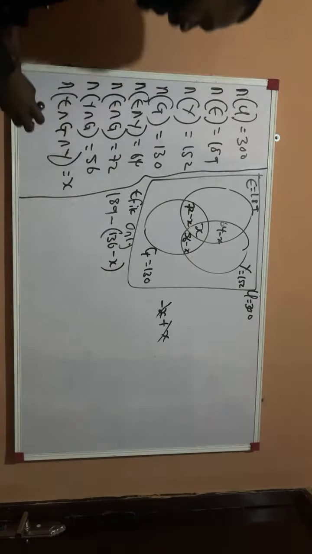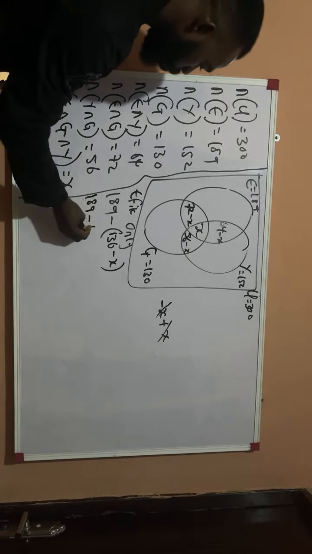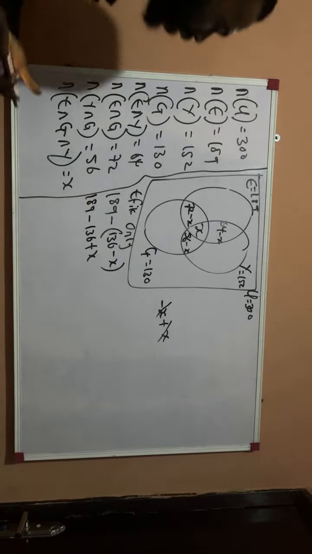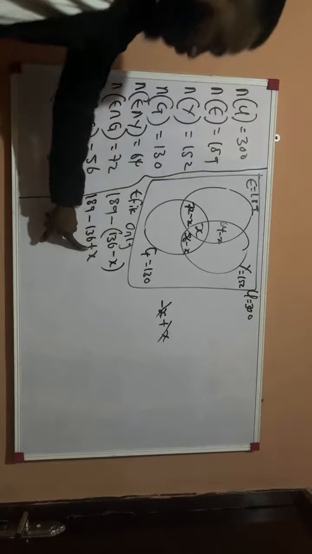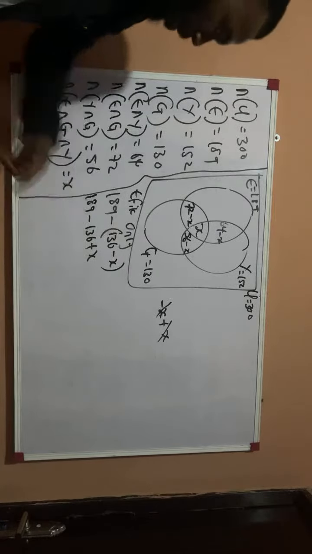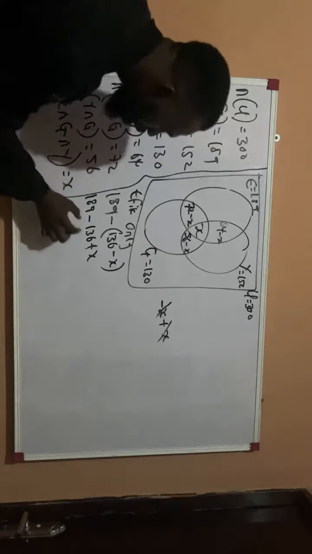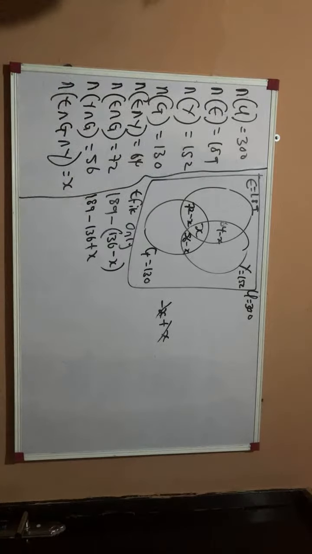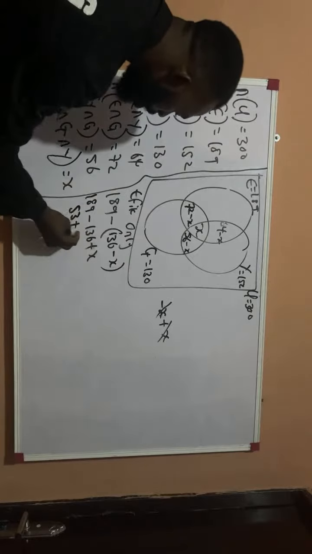Okay, now we open the bracket. Now, when we open the bracket, we're going to be having this 189 minus 136 plus x. Now, the question is, how did I get plus? Minus times minus gives us what? Plus. Now, if we subtract 136 from 189, we are going to get 53. So here becomes 53 plus x.